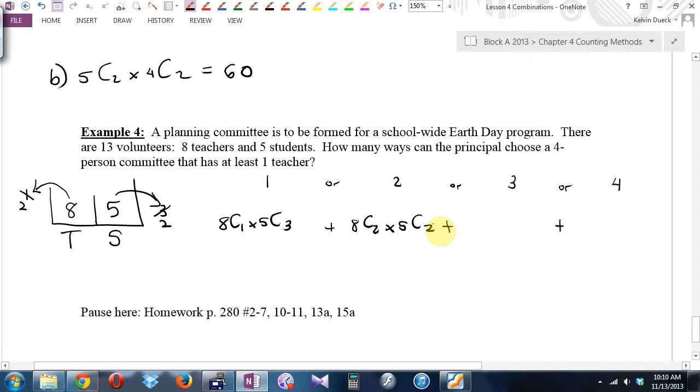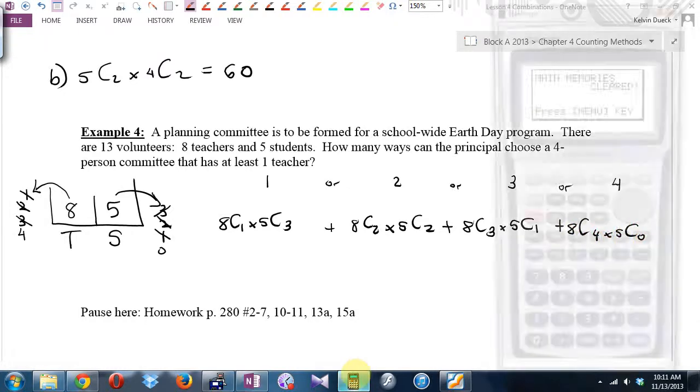Or how many teachers? 3. How many students? 8 choose 3 and 5 choose 1. Or how many teachers? How many students? 8 choose 4 and 5 choose 0.